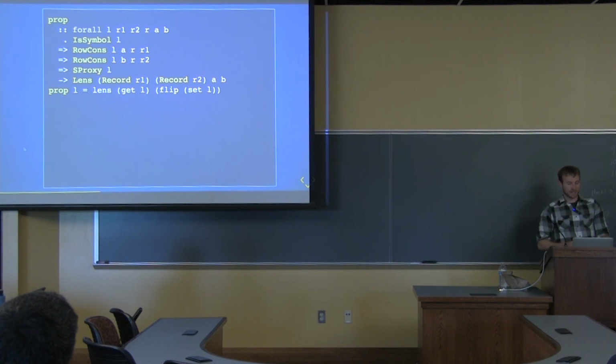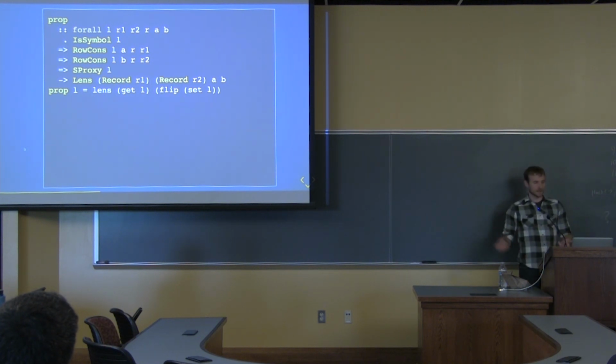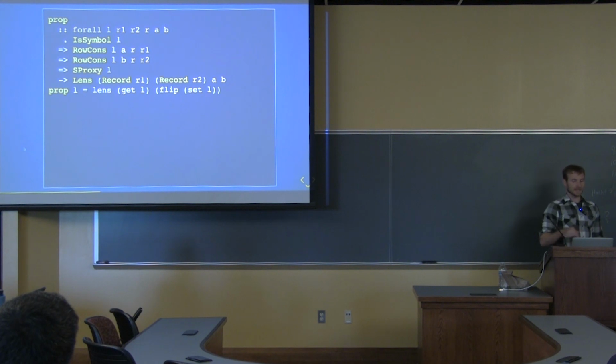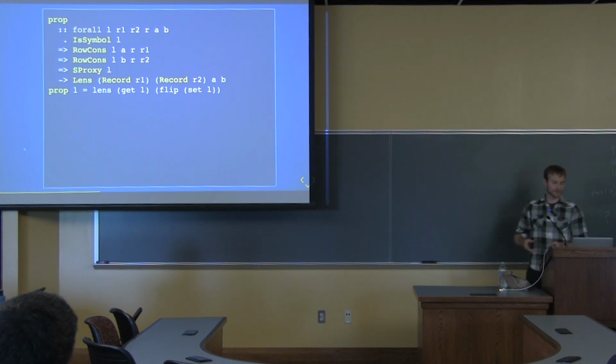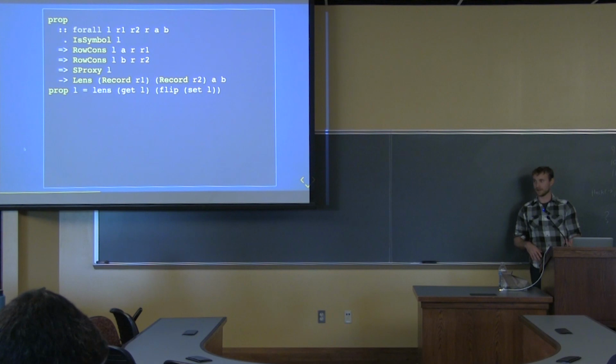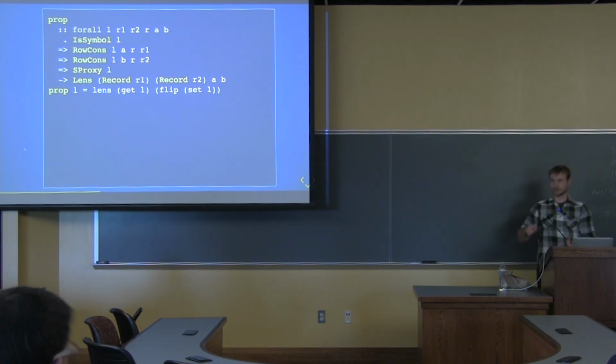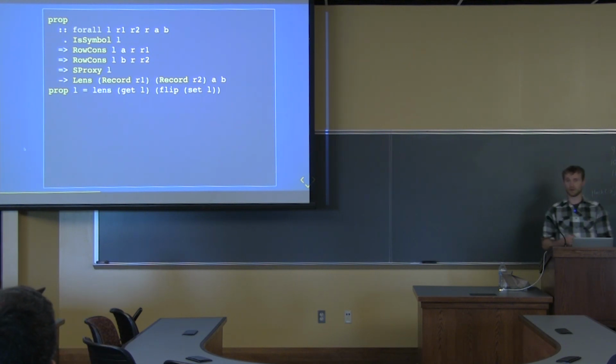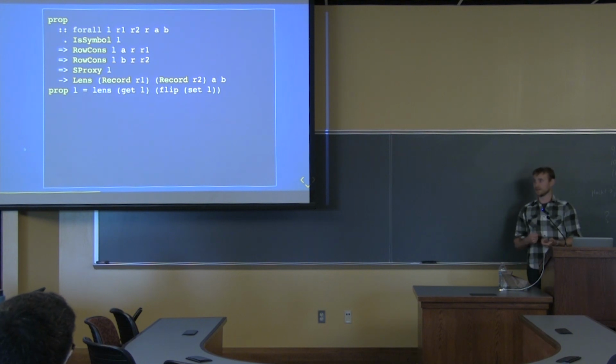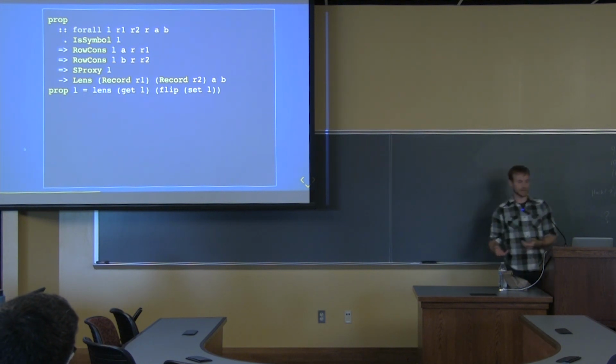And if we look at the implementation, we see that you pass it the label, and then it internally calls this function lens. And it's passing lens two arguments. The first argument is just the get function from data.record. So get takes a symbol proxy or a label, and then you give it a record, and it will give you out the value at that label in the record.